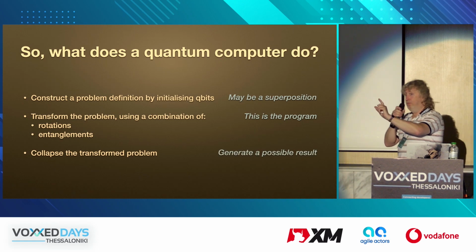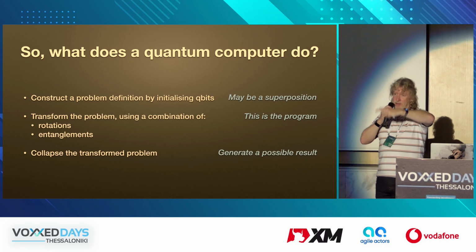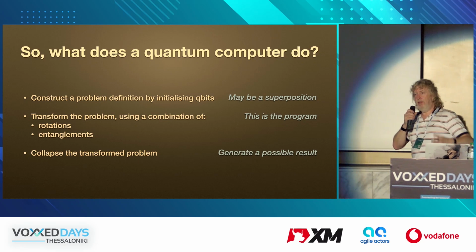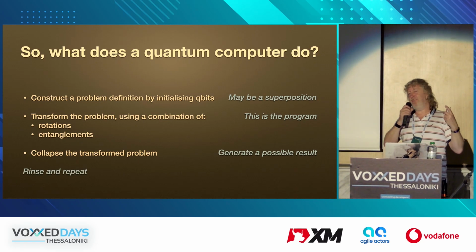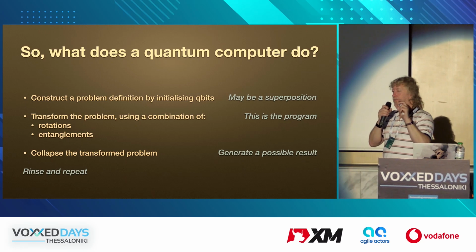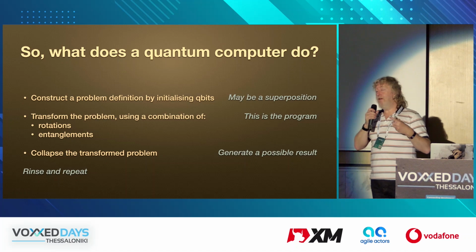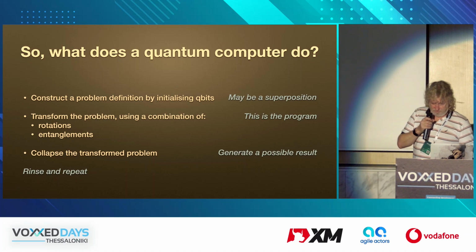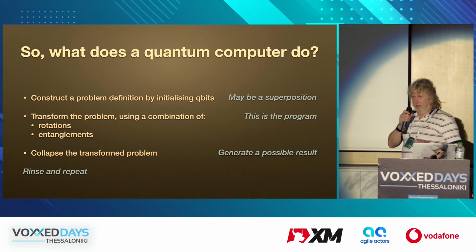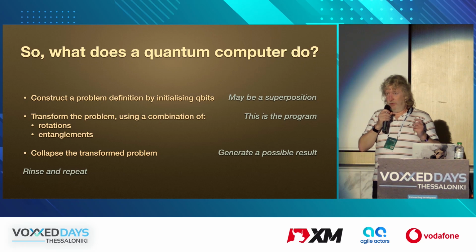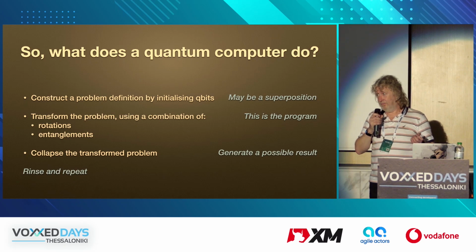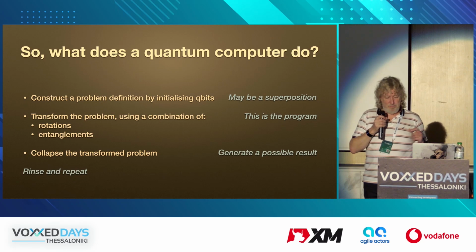But this is only one possible result. Remember that photon landing in all of those different spots. We rinse and repeat. We keep on doing this because this is a statistical process. And gradually, what happens is the answer that we want, or the answers that we want, start to come into focus, one after another. Does this make sense? Would you like to see a demo? Good, because this would be a real short talk if you didn't.